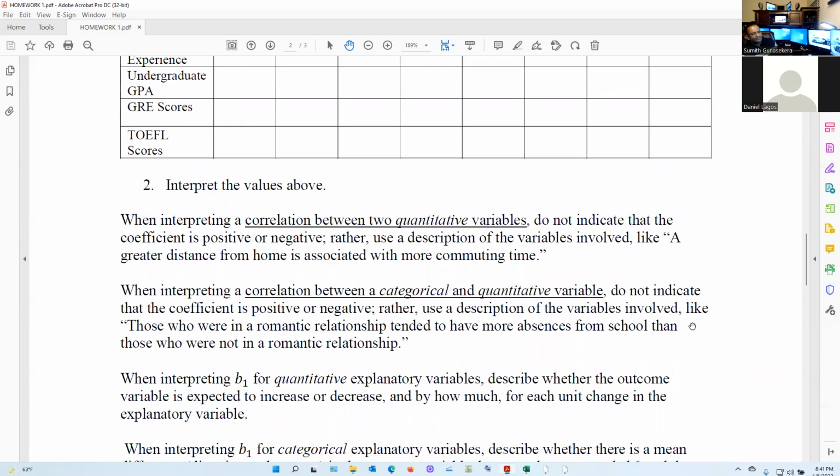So you have to write like this. You can say that those who have that research experience tended to have a greater chance of being admitted to the graduate school than those who were not exposed to research when they were doing undergraduate. That's the kind of description you have to write rather than just simply putting the number and the negative value.